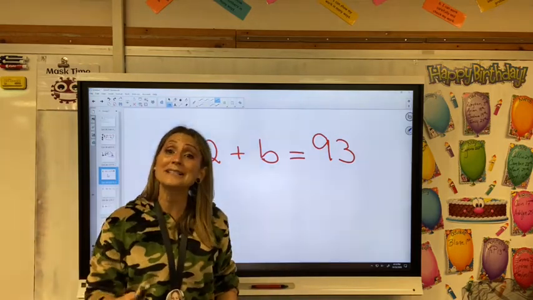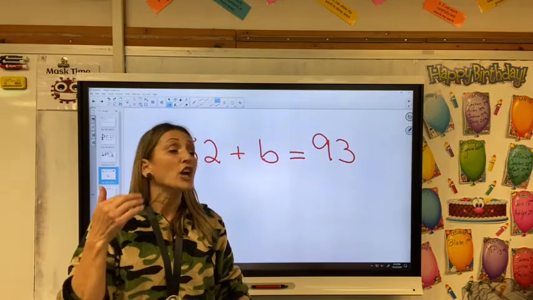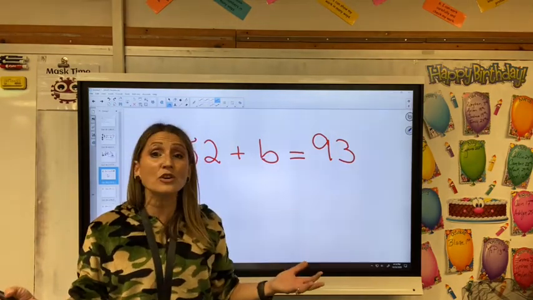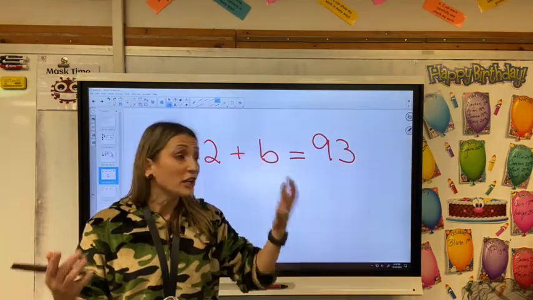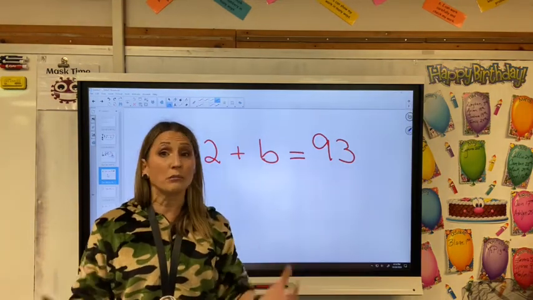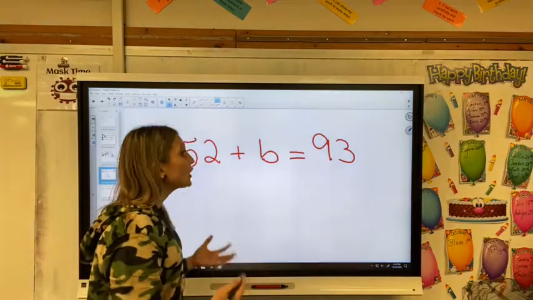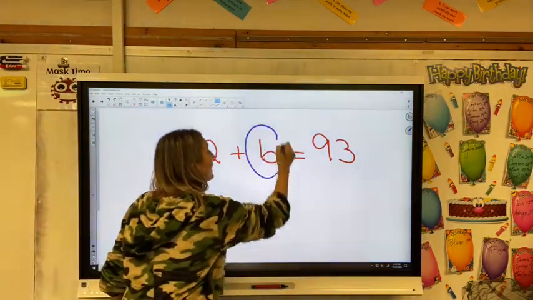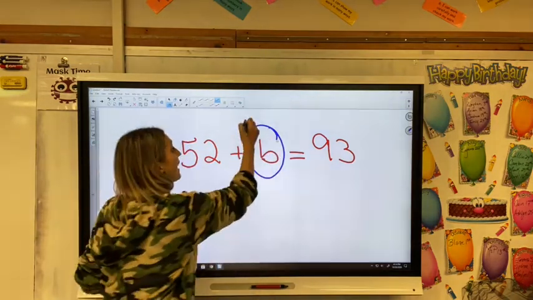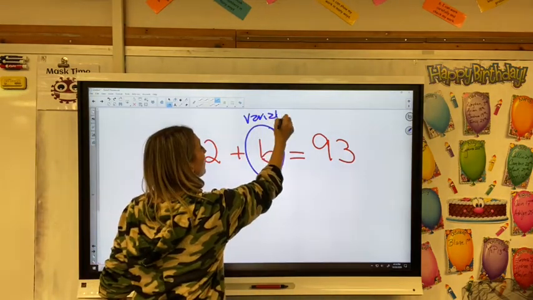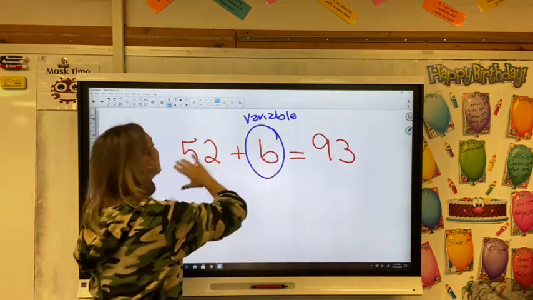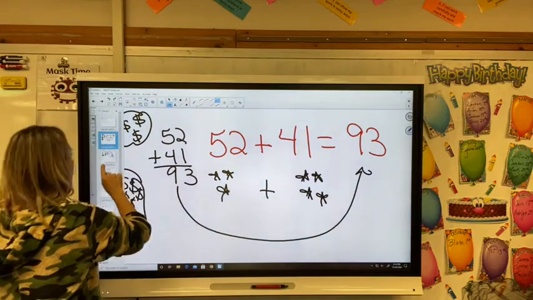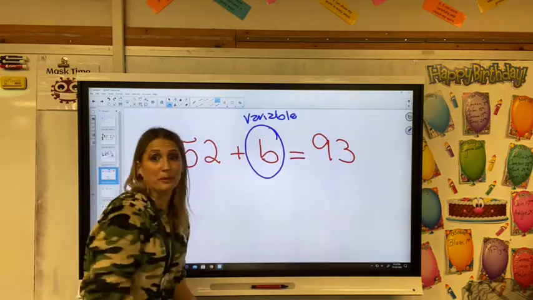But the fact is, sixth graders, you do know what B is. You can solve B because, sixth graders, you have used this mathematics before. You know how to add, subtract, multiply, and divide. So all you have to do is use those basic math operations to solve what this letter is, which we now call a variable.